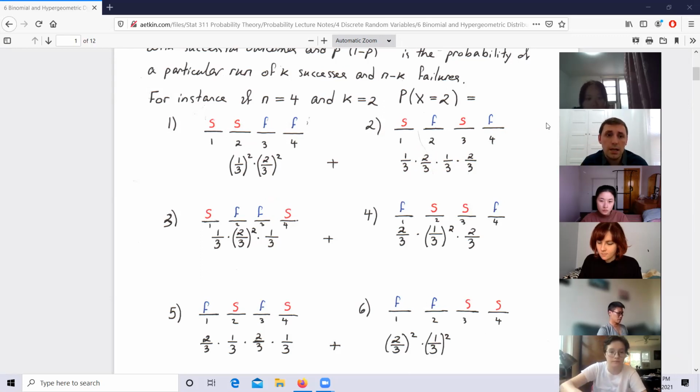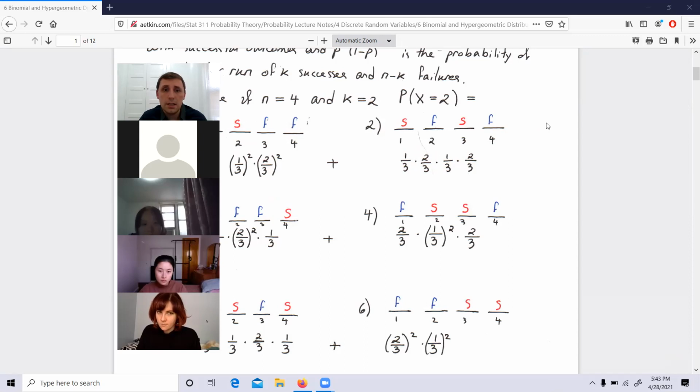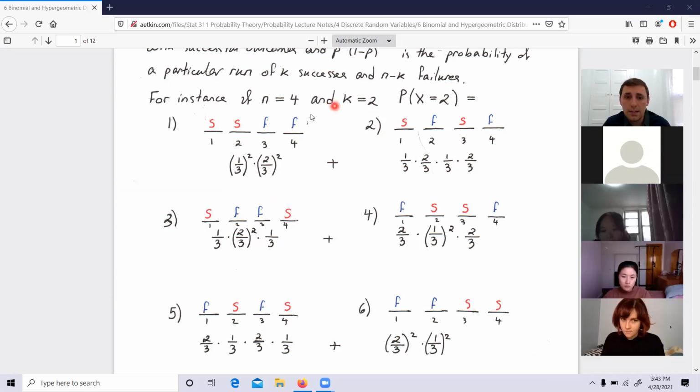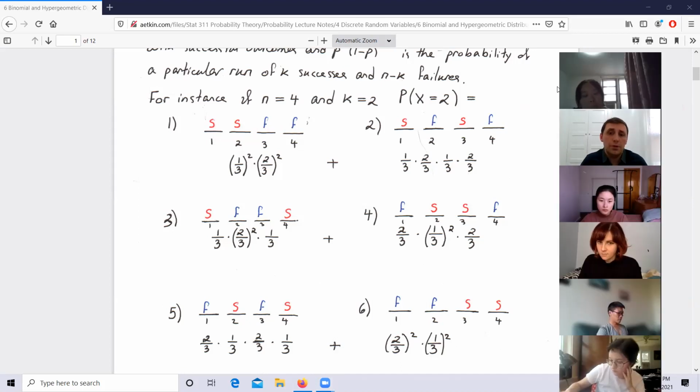So the n choose K is just the number of places. The n choose K is how many specific places here are holding the successes. So everybody understands where the n choose K appears from? Yep, good.